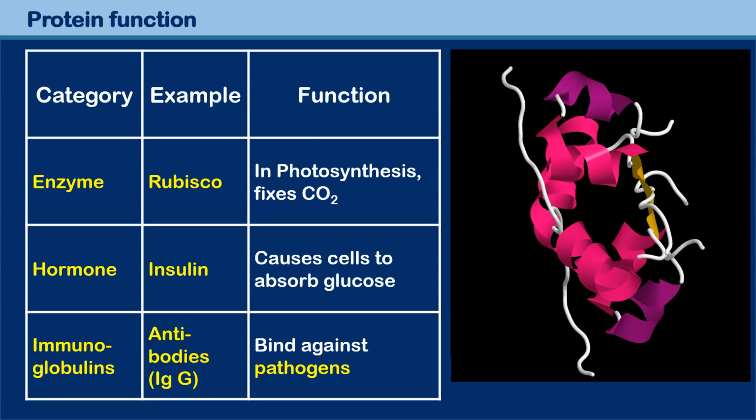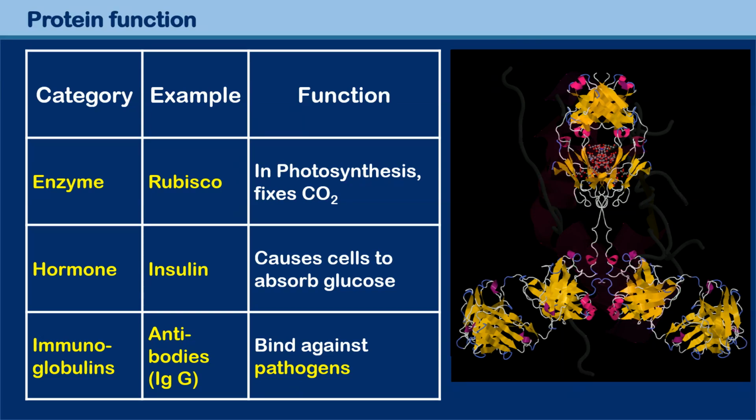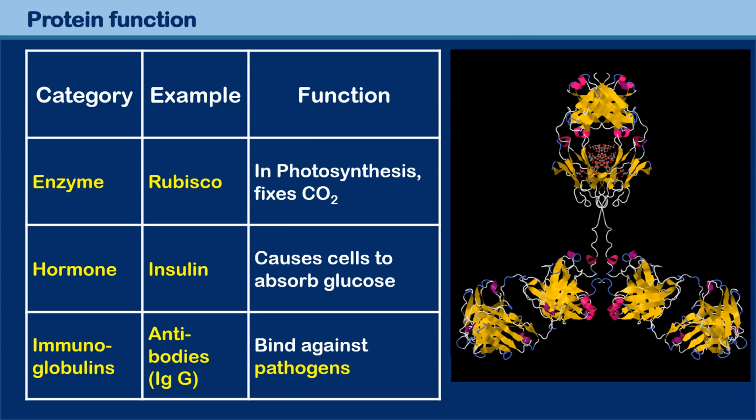And the last one are immunoglobulins, also known as antibodies, and they bind against pathogens. And pathogens are disease-causing organisms, or can also be viruses. So let's have a look at one of these immunoglobulins, and that's how it looks. Okay, and you see there are a lot of these beta sheets in here, a lot of these arrows.